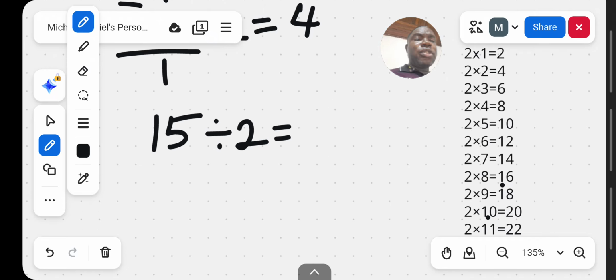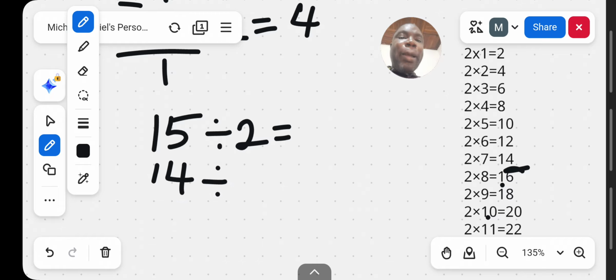Let's see. I don't think you will get 15 there, right? So let's go. 2 times 1, 2, 2 times 2, 4, 2 times 3, 6, 2 times 4, 8, 2 times 5, 10, 2 times 6, 12, 2 times 7, 14, 2 times 8, 16. There's no 15. But remember, 15 is between 14 and 16. So we can't use 16 to ask ourselves the question. We have to ask the question using 14. So the question is, what will be 14 divided by 2?